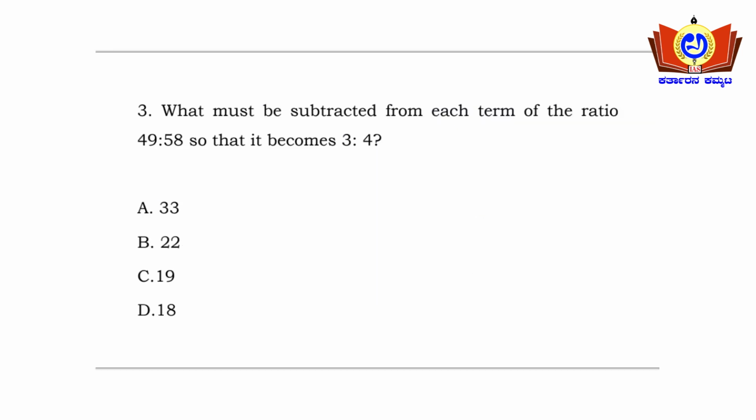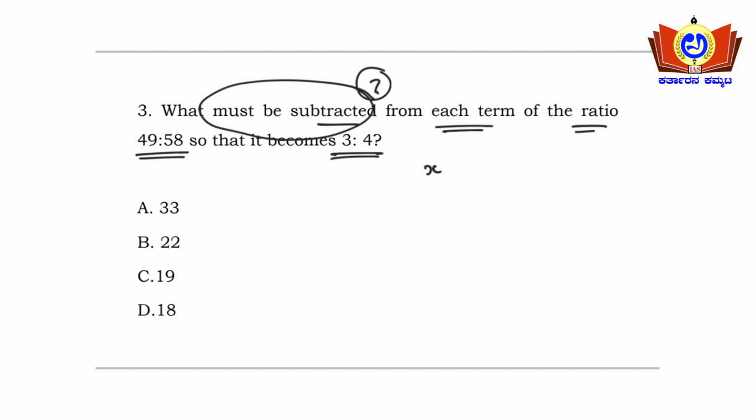What must be subtracted from each term of the ratio 49 is to 58 so that it becomes 3 is to 4? It's a tricky question, but a very simple one. What must be subtracted? This we need to find out. So we shall assume, let x be subtracted from each term.